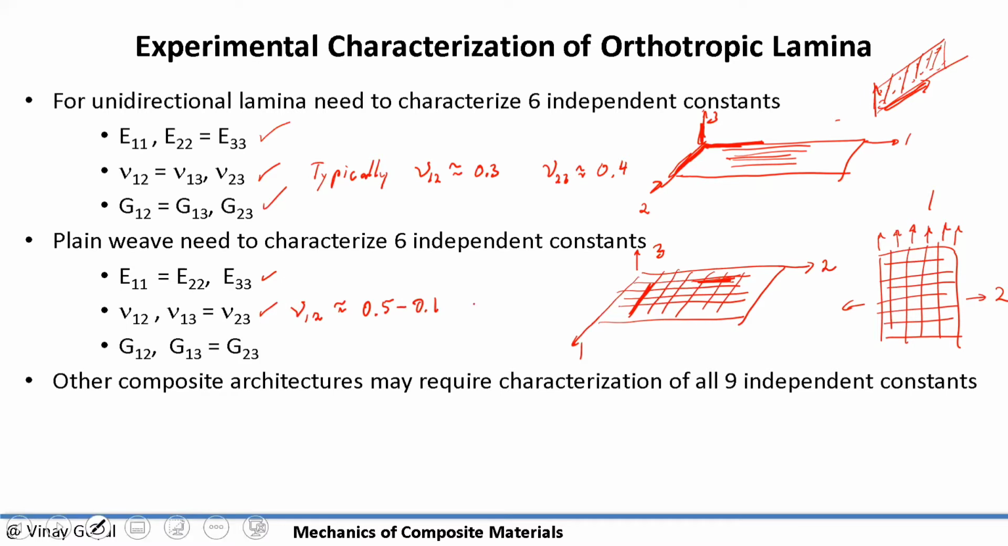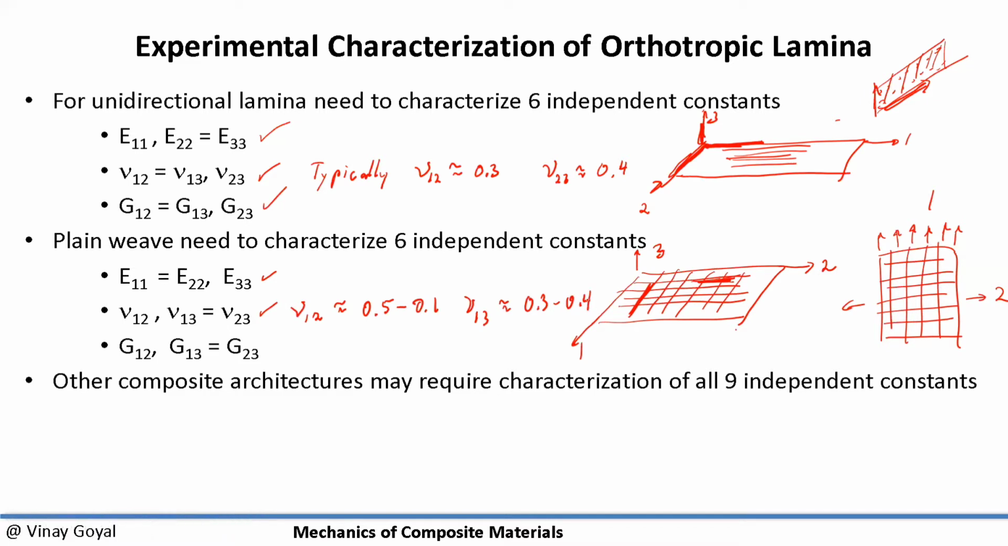And typically it's been found that nu 1,3, I apologize, is somewhere between 0.3 to 0.4 when you do testing, okay?